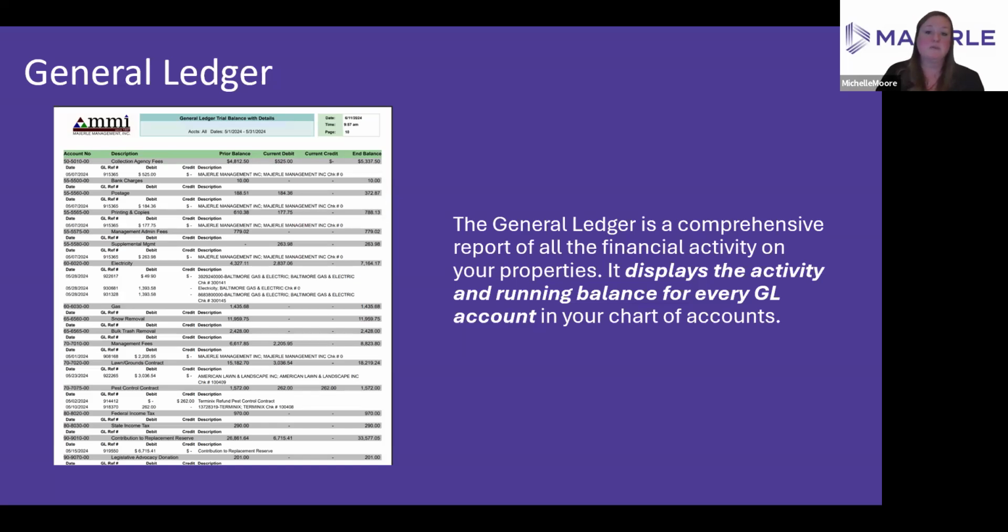Maybe the water was recorded as trash. When I'm reviewing the financial statements, I always look at this, because if you see your WSSC bill in the trash section, you know that something is wrong. And it's just an easy way to identify that.